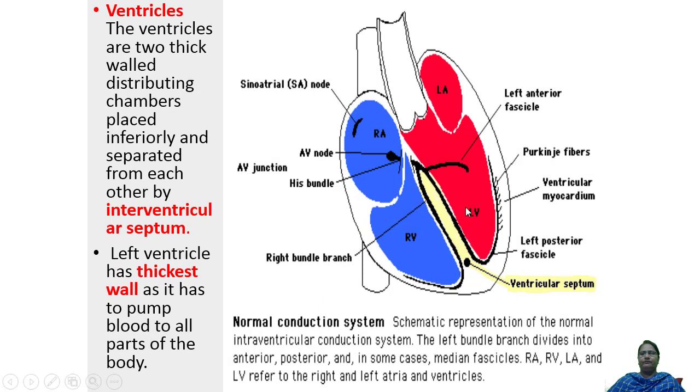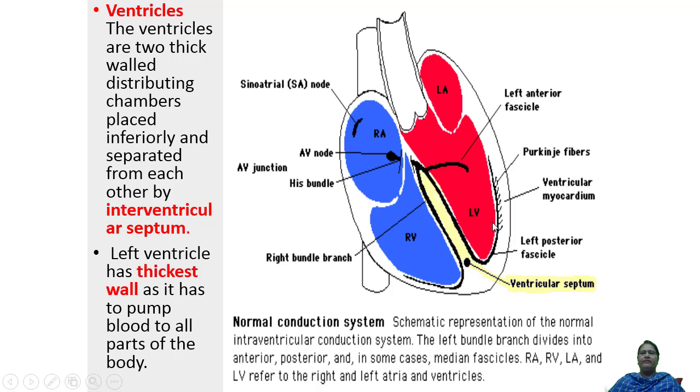Then ventricles. Now these are the ventricles. The ventricles are thick-walled distributing chambers. They distribute the blood. They are placed inferiorly and separated from each other by the interventricular septum. This here you can see. These are the 2 ventricles, right ventricle and left ventricle, which are separated by the interventricular septum.